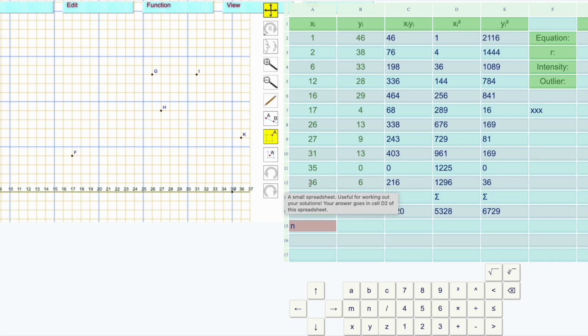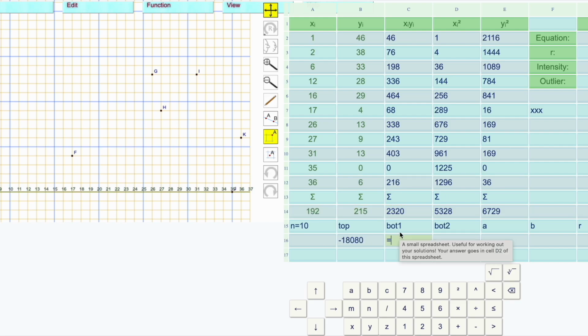We have one more than whatever this number is, 11, and we removed one, but the n is equal to 10. We need to find the top, the bottom 1, and the bottom 2, the A, the B, and the R. The top is n, 10, times the sum of all the xy's minus the sum of all the x's times the sum of all the y's. The bottom one is n, 10, times the sum of all the x squareds, take away the sum of all the x's squared. And the y's, the bottom 2 is the same as bottom 1, but in terms of the y's, so it's the sum of all the y squareds. It's n times the sum of all the y squareds, take away the sum of all the y's squared.